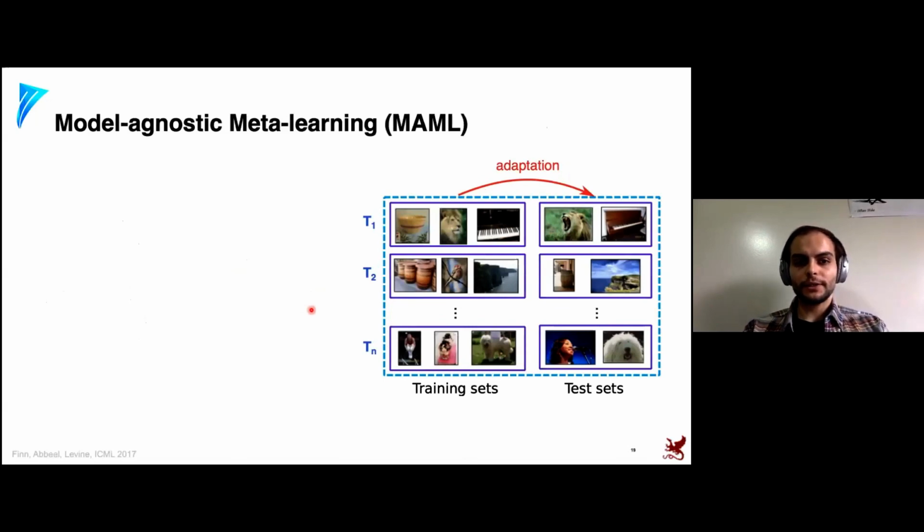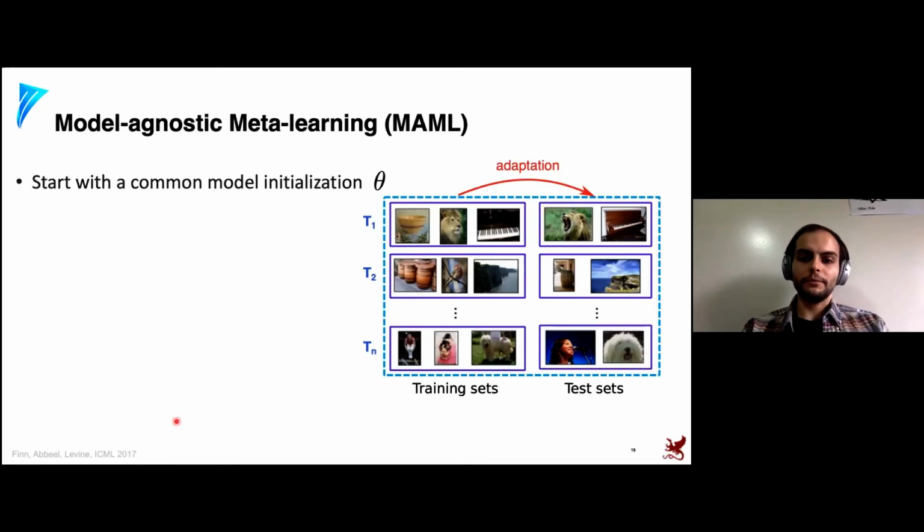So the first one is going to be MAML, or model-agnostic meta-learning, which became pretty popular in recent years and appeared at ICML 2017. Okay, so the intuition is very simple. Let's say I give you these n tasks, and the first thing you could try to do is to train a model for task 1, and then test it on the test set. So get model, let's say F1.